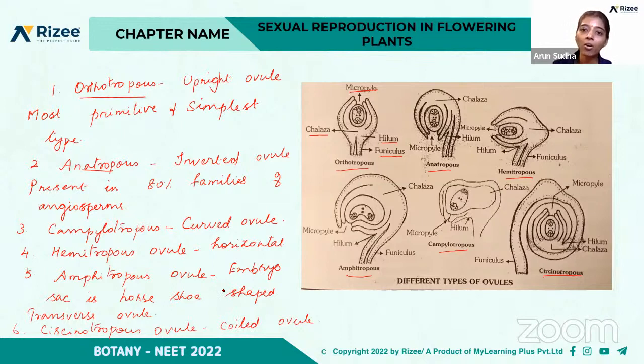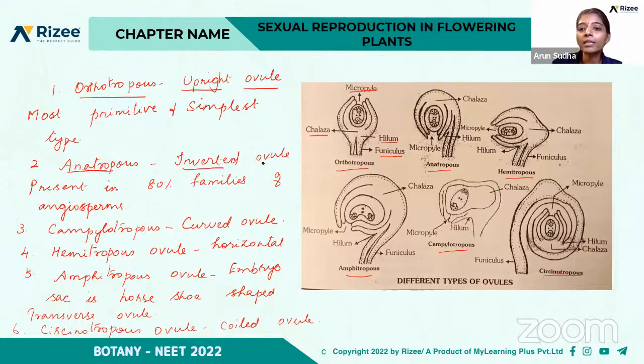So based on the type or the position of the micropyle, chalaza, hilum, and the funiculus, there are 6 different types of ovules. That is Orthotropous, Anatropous, Campylotropous, Hemitropous, Amphitropous, and Circinotropous ovule. So Orthotropous ovule is also called upright ovule. That is, it is the most primitive and simplest type. All the micropyle, chalaza, and hilum will be in a straight line. So it is called the upright ovule. Right, and Anatropous ovule is called the inverted ovule.